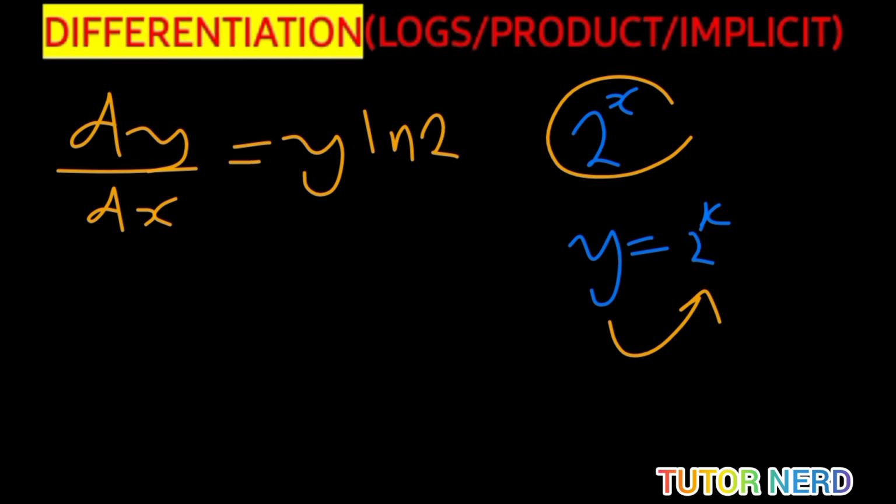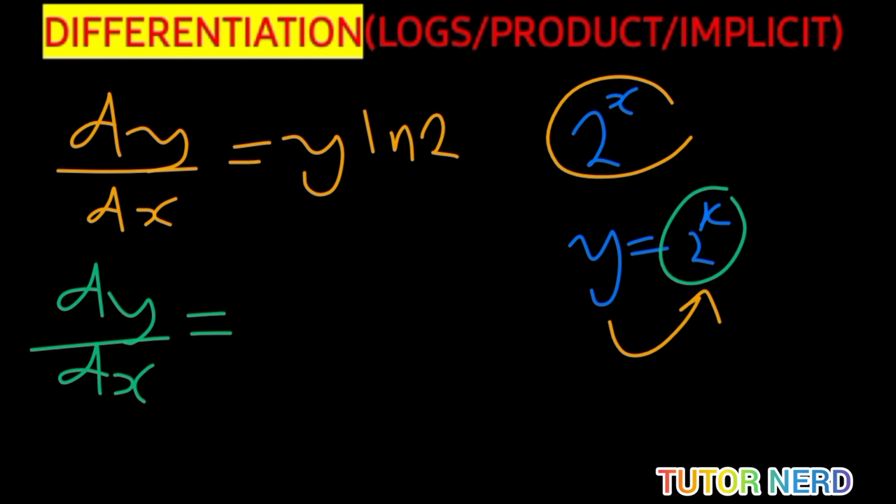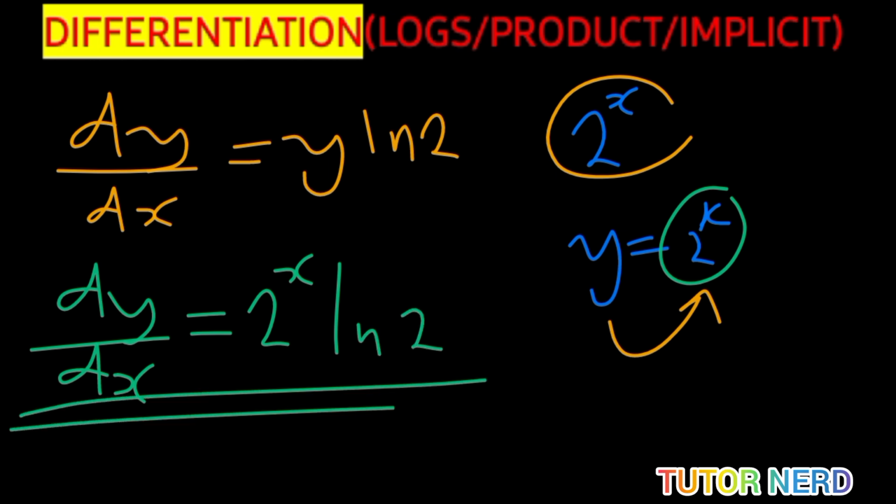So we're just going to say dy over dx is equal to, where there's y, I replace it with 2 to the power x, ln 2. So this is basically the answer. Yeah, we are done.